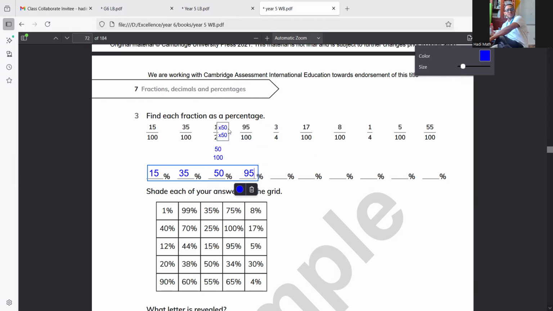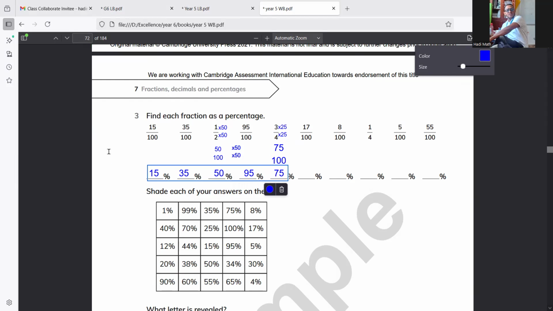This one, you need to multiply up and down by what? By 25. So you multiply by 25 up and down because you have 4. Remember, you need to memorize some multiplications to help you know immediately which number you're going to multiply by. When you multiply by 25 up and down, you will get 75 over 100. And 75 over 100, you can go immediately and finish your work and write it: 75%.